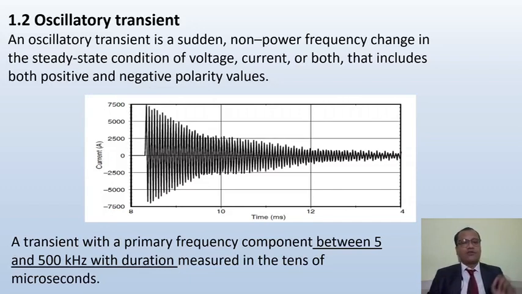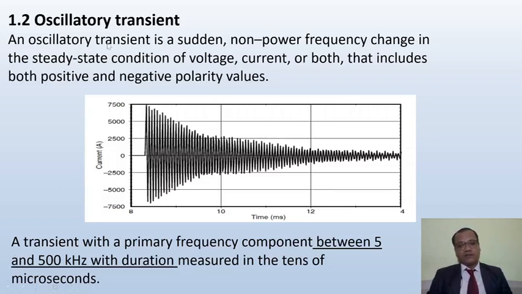Again some things are common here. It is also sudden, that means again it is for a very short period of time. Then it is also a non-power frequency change, that means it is not occurring at the exact 50 hertz. So that's why these words are here; you need to take care and understand them very carefully. An oscillatory transient is also a sudden non-power frequency change in steady state condition of voltage or current or both, that includes both positive and negative polarity values.